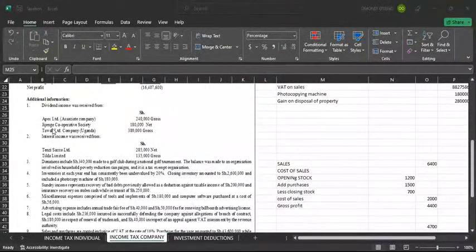Dividends from cooperative society are subjected to a withholding tax of 15%. So we have to bring in the gross value, the gross amount. What is given here is net, so it means they have deducted 15%.